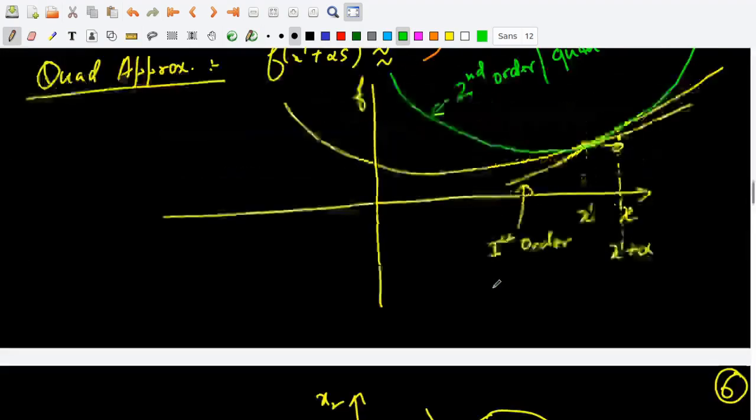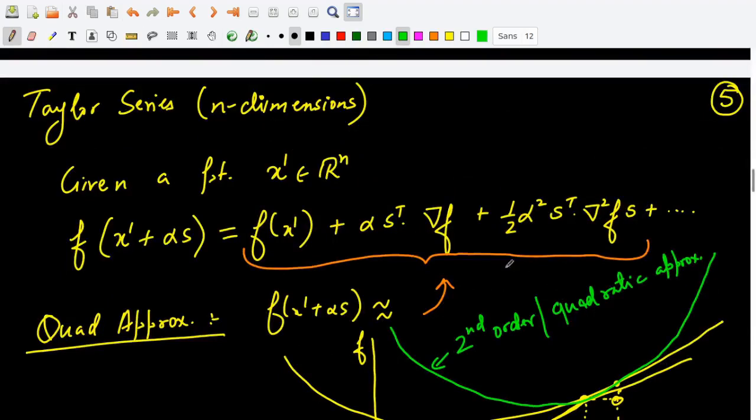So once we have this approximation of f in the neighborhood of x1, I know how the function looks in the neighborhood, and then instead of minimizing the actual function, I can minimize this approximation, or I can choose a good s based on this approximation. So this we will see a little bit later.